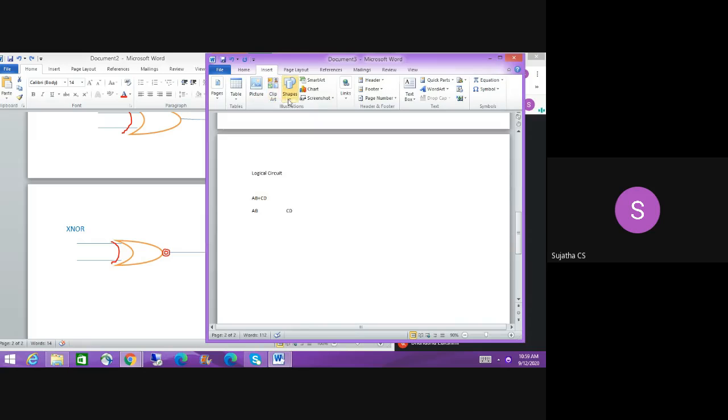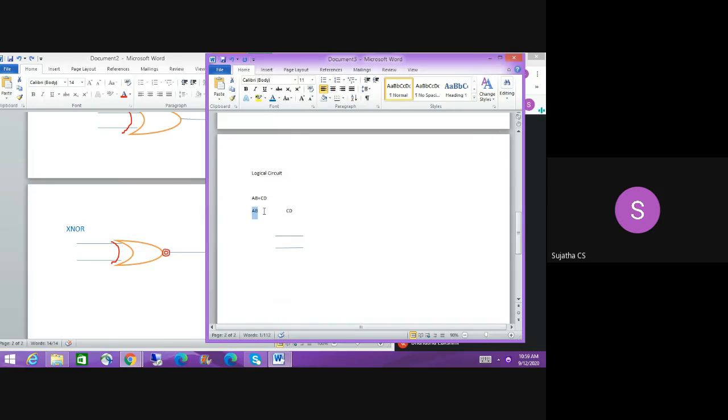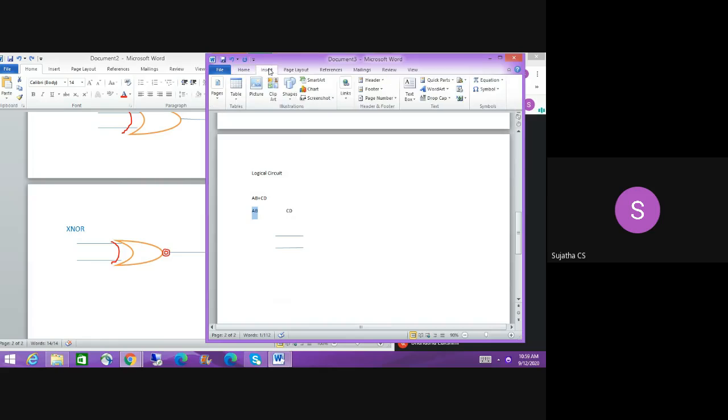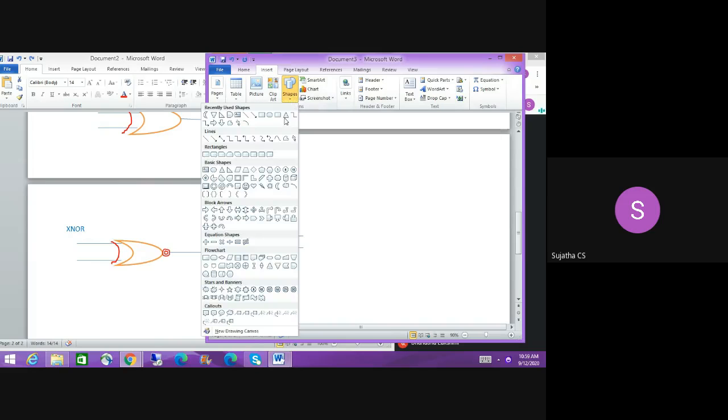Let me draw here. A, B, A. So what we are doing is multiplying, which means an AND gate, right? We have to use an AND gate to connect these two.